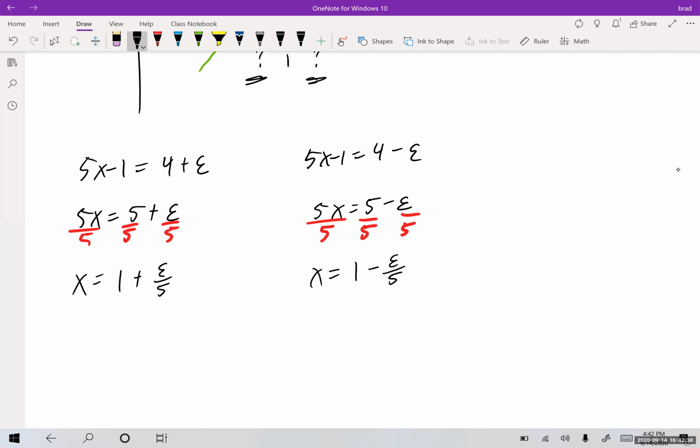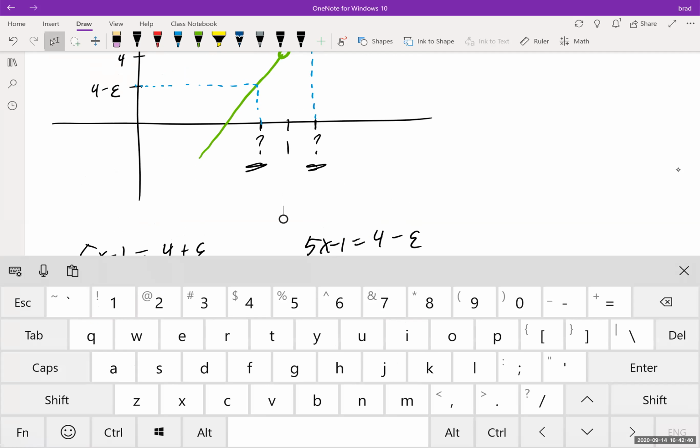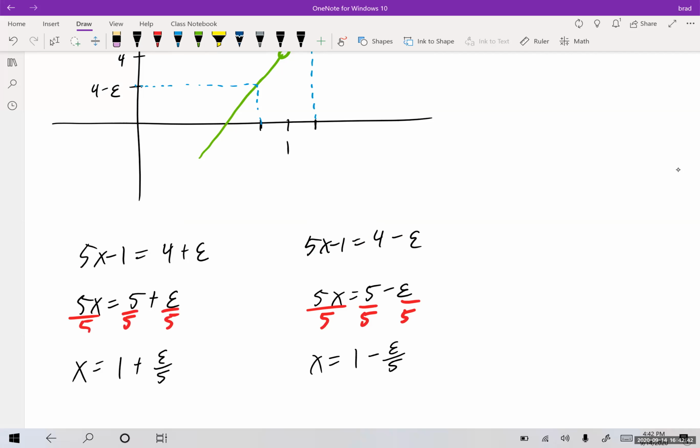So now here's the thing. That means that this is 1 plus epsilon over 5, and this is 1 minus epsilon over 5. But what's this distance from here to here, and this distance from here to here? That distance is epsilon over 5, and they're the same because this is a line.